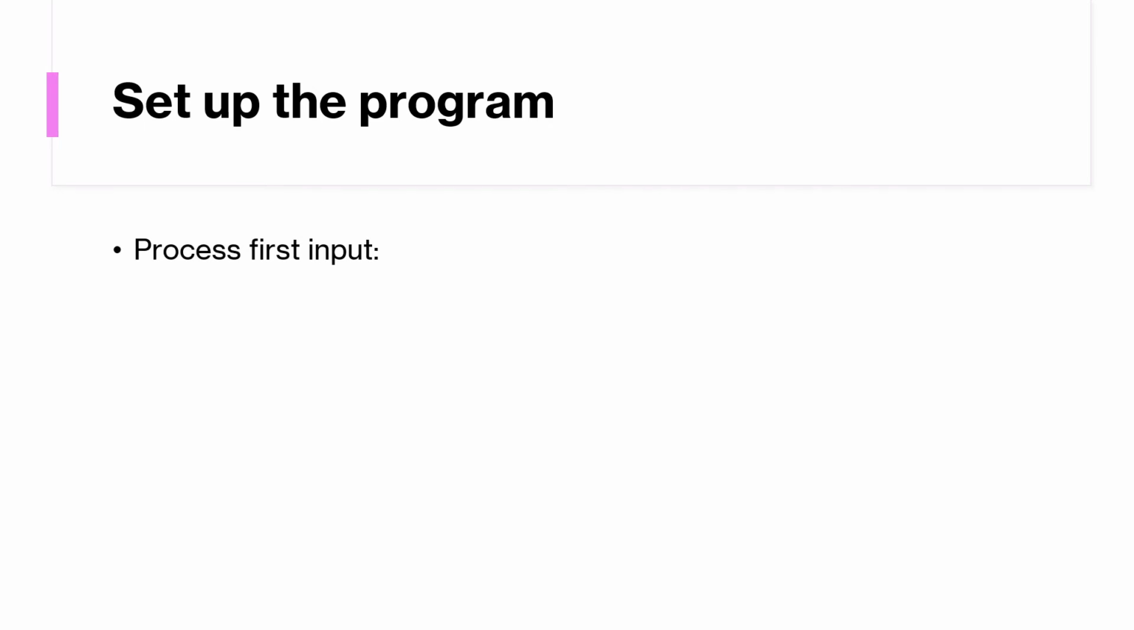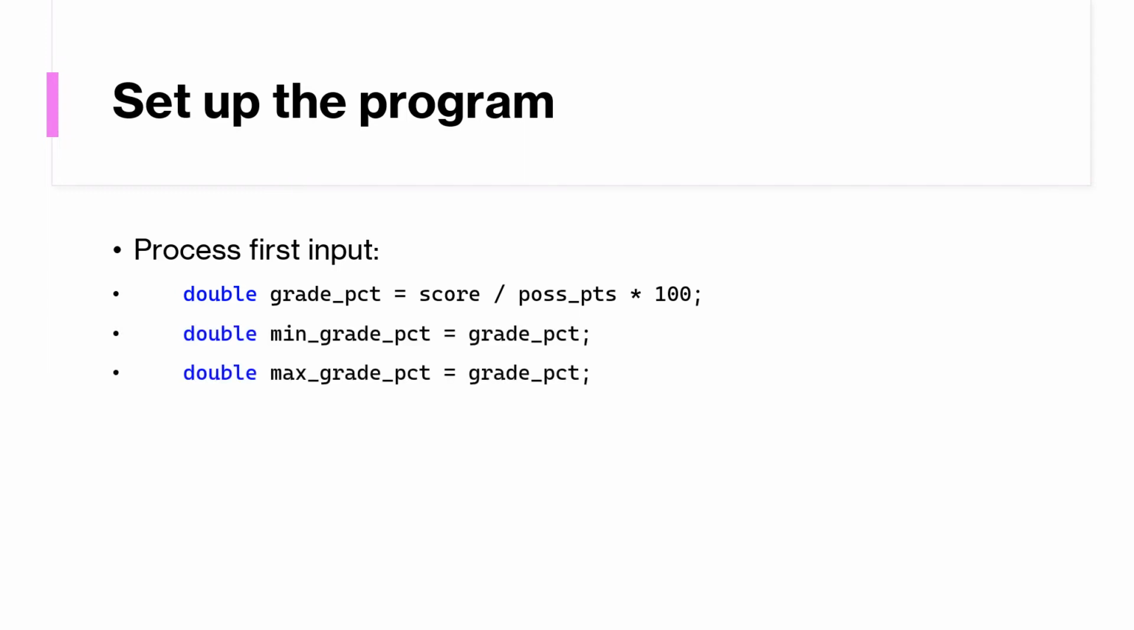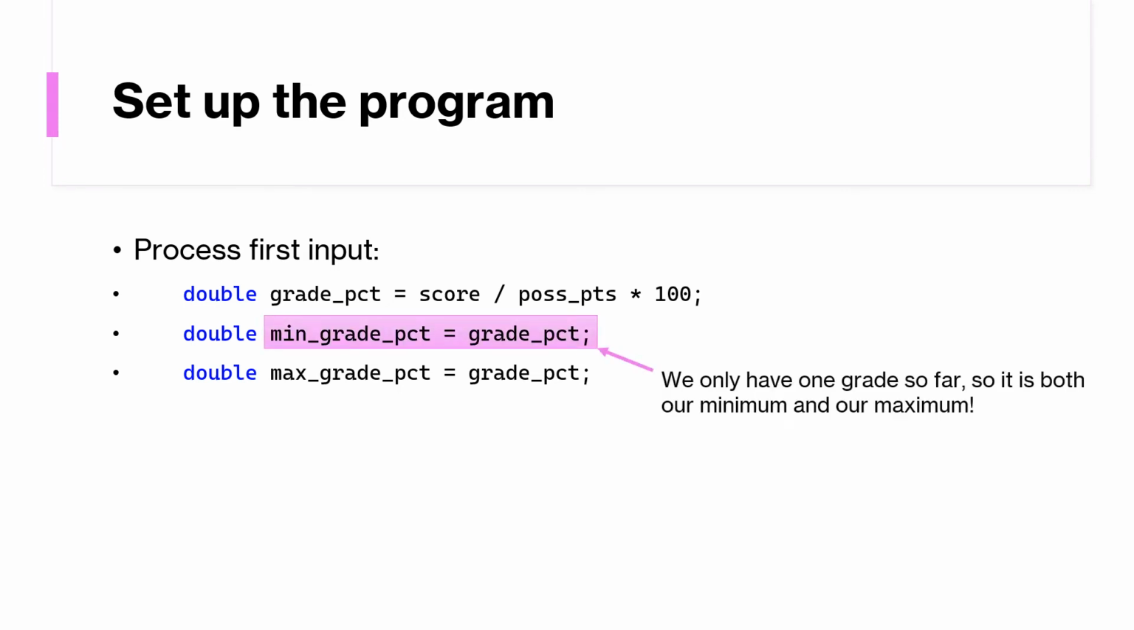Now we're going to process the first input. Grade percent is going to equal score over possible points times 100. We talked about that earlier. Min grade percent is going to equal grade percent, and max grade percent is going to equal grade percent because, as we talked about earlier, we only have one grade so far, so it's both our minimum and our maximum. And then we're going to add the new grade percent to sum grade percent, to the sum of the grade percents, and we're going to plus our num grades so that we now have one grade.